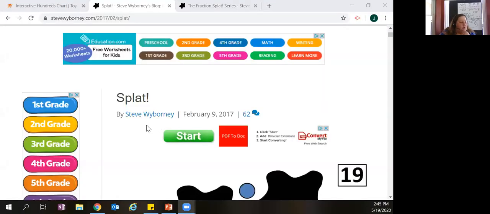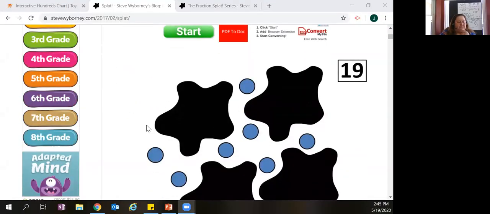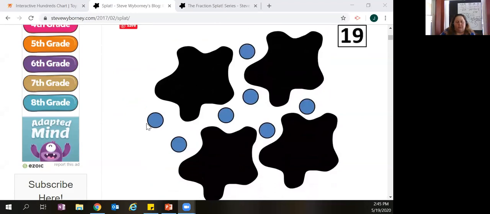So you might find problems like this. Now this would be for your upper elementary. You might even move into middle school with this. If we were thinking about, there are 19 blue dots here, well, we can see 7 of them. So if we were just thinking about subtraction, we would say, okay, that means there's 12 blue dots that are hidden. If the Splat is the same color, it means it represents the same number.